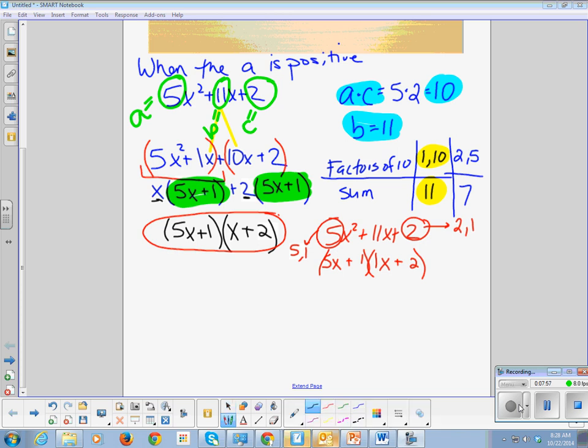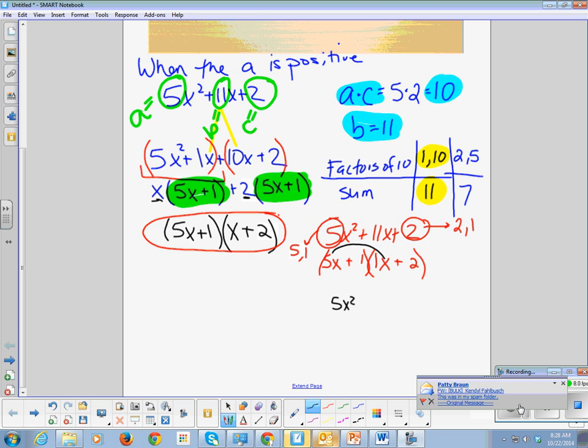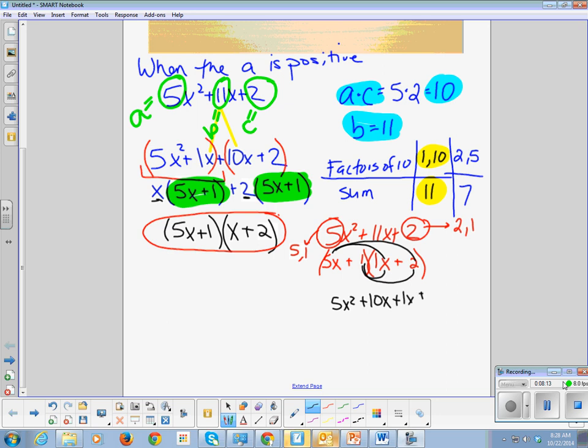So what I do is I plug them in and then I test. So here I would go 5x times 1x is 5x squared. 5x times 2 is 10x. 1 times 1x is 1x. And 1 times 2 is 2. This method worked for us the first time because I already knew the answer. But it worked. I may have to do this a couple of times if I don't get the order right.